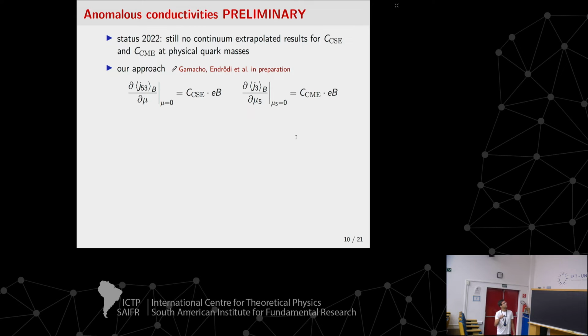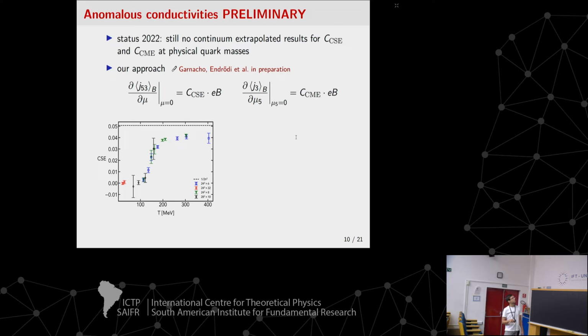This is for the CSE. We want to look at axial currents in a finite magnetic field, differentiated with respect to the chemical potential. Then you should get a signal that is proportional to B, and this is the interesting conductivity. And the CME is just shuffling around a gamma 5. That's a current in the presence of B differentiated with respect to an axial chemical potential. That should be proportional to B times a CME conductivity. And these are the results for the CSE. Different colors, different lattice spacings, physical point.